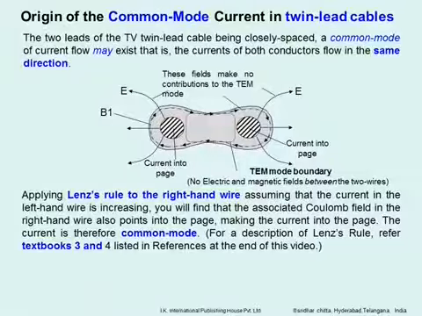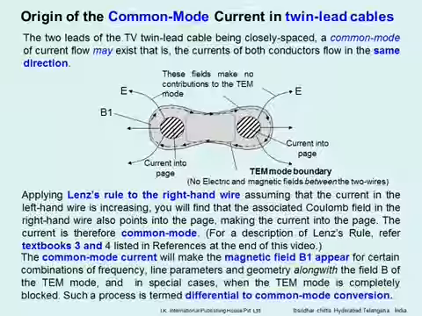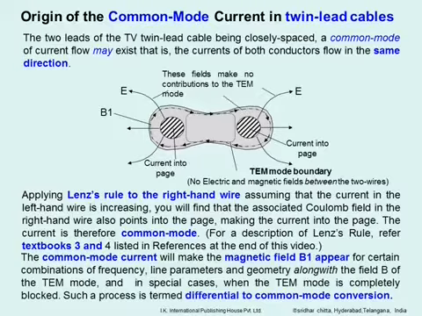The common mode current will make the magnetic field B1 appear for certain combinations of frequency, line parameters, and geometry along with the field B of the TEM mode, and in special cases when the TEM mode is completely blocked. Such a process is termed differential to common mode conversion.